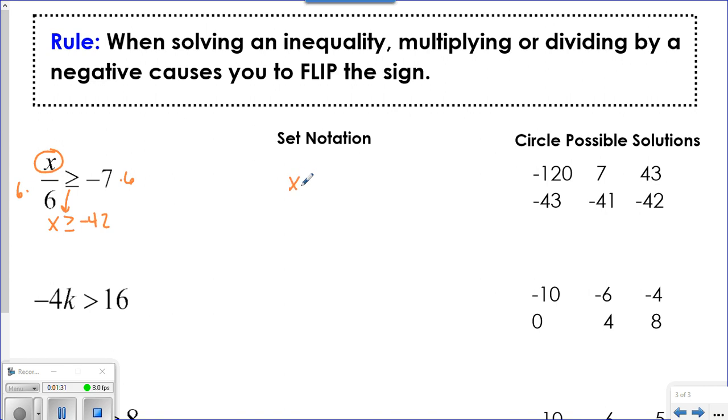Now, for set notation, we start with our inequality. And we're defining the values of x such that x is greater than or equal to -42. So it's very similar to what we did before with equations. We have the x, we have the divider, and then we have our rule. Next, we want to circle possible solutions. So my answer said that x is greater than or equal to -42, so I want to circle any numbers that works for. So -120 and -43 are not greater than or equal to -42, but 7, -41, and 43 are all greater. Because we have the or equal to, we can also include the -42.